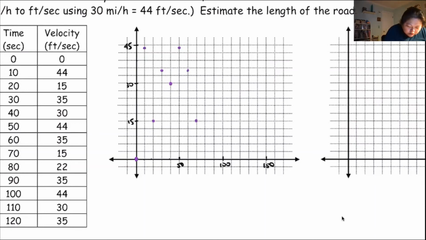And then you're at 22. So 18, 21, 22 is right here. And at 90, you're at 35 again. And then you're at 44 again. Then you're at 30. And last but not least, you're at 35. So 33, 35 right here. Okay, so those are your data points, right? And then if you really want to curve it, it's just a bunch of zigzag, bunch of curves.